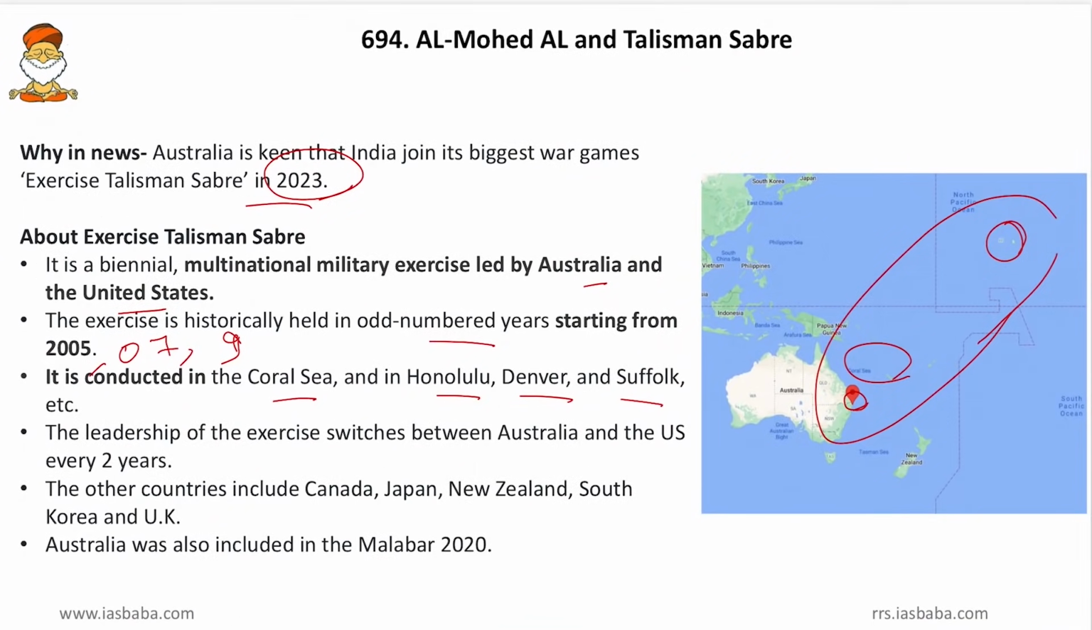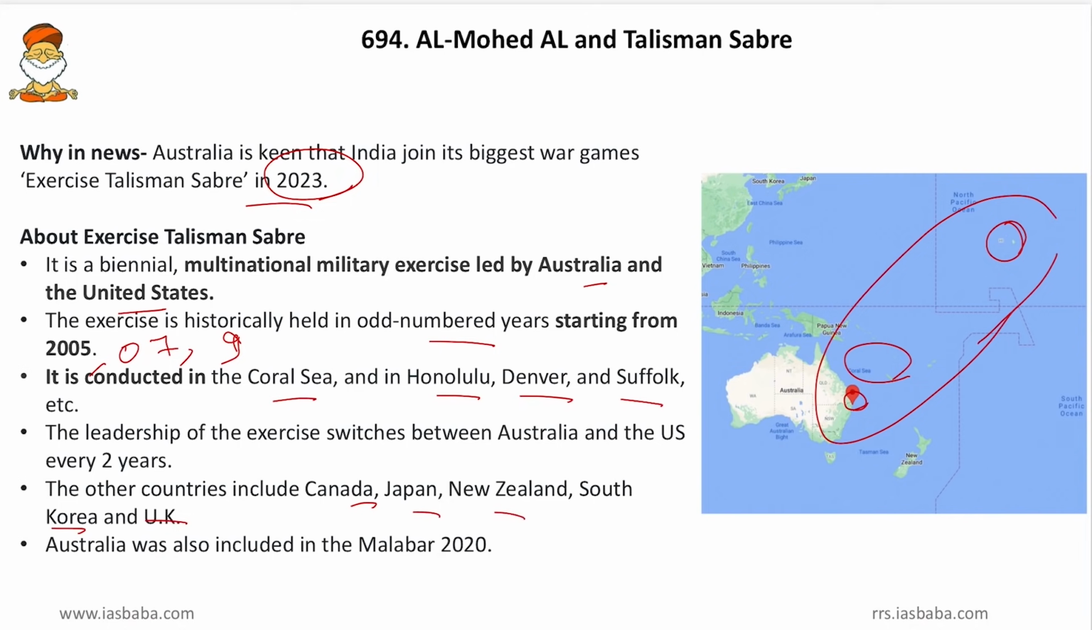Then the leadership of the exercise switches between Australia and the US every 2 years. So 2 exercises will be headed by the US and then 2 exercises by Australia. Then the other countries include Canada, Japan, New Zealand, South Korea and the UK.